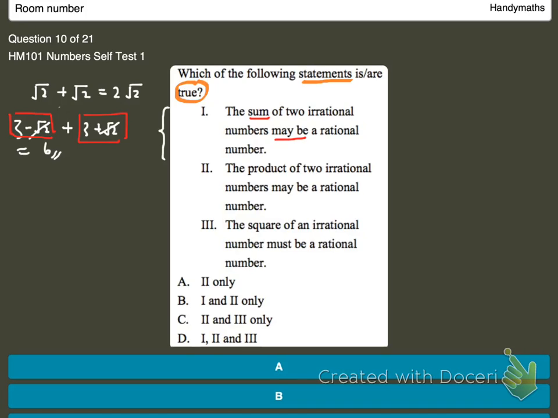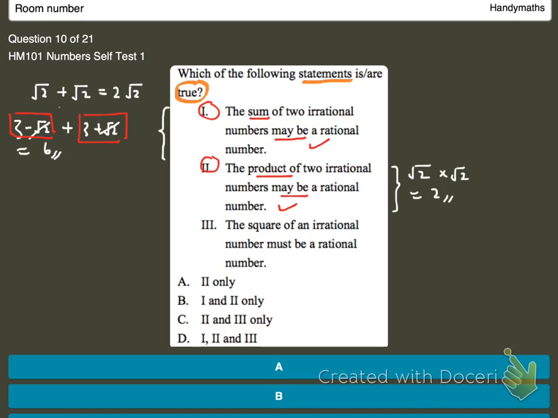And the key word here is maybe. So actually, it is true. It may be true in some cases, and may not in others. So 1 is good. Now for the second part, it says the product, that means two numbers multiplied together, of two irrational numbers may be rational. So I can use the same example. I'm going to use root 2. So root 2 times root 2 gives me 2. So it's also true. So both 1 and 2 are good.